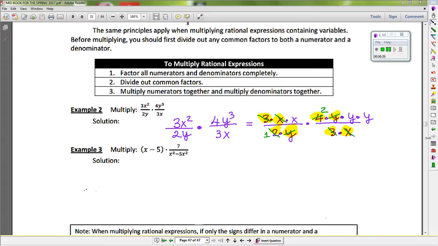The last step we're going to do is multiply the numerators together and the denominators together. So we have 2 times y times y, which gives us 2y to the power 2. For the denominator, we have nothing left except 1, so we'll put 1. Or if you don't want to write 1 in your denominator, you can ignore it. So the product is 2y squared.